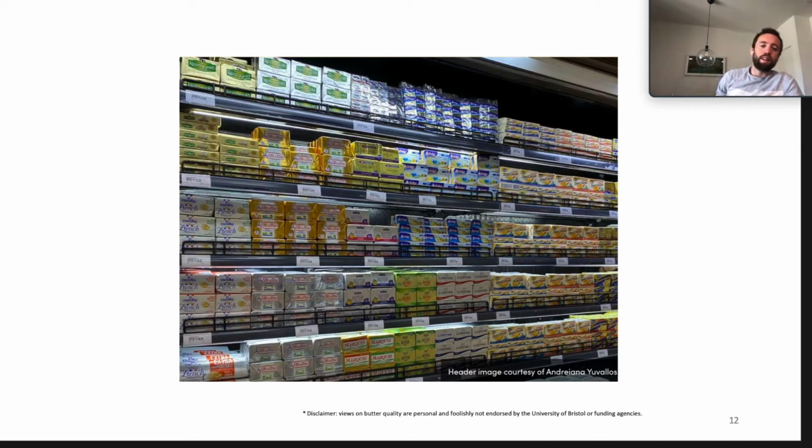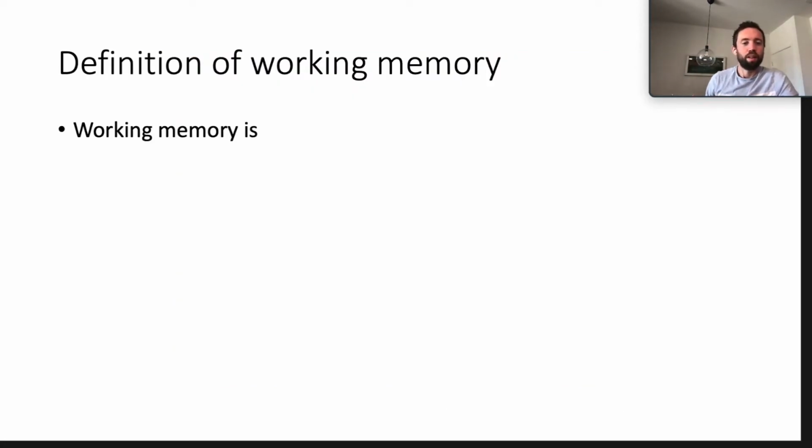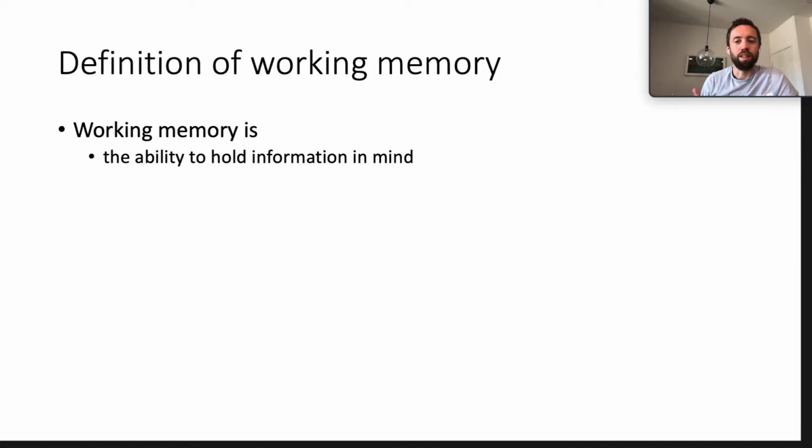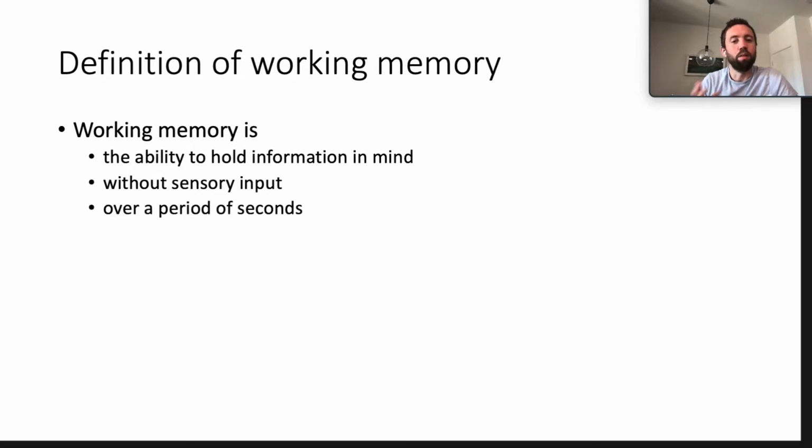Now, this is essentially what working memory is. Working memory is the ability to hold information in mind without sensory input over a period of seconds and also to manipulate it. And some examples of manipulation, for example, could be to just ignore the distractors and stop them from taking over your working memory. So make sure that you hold on to that lovely golden packet in your mind until you've successfully bought the butter.